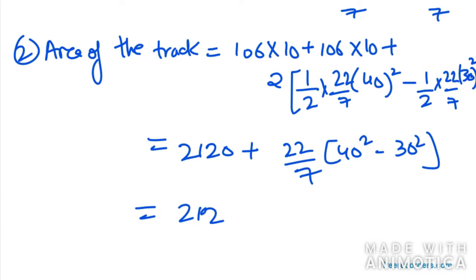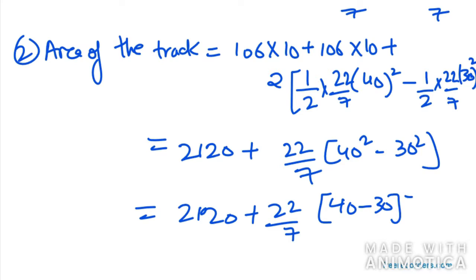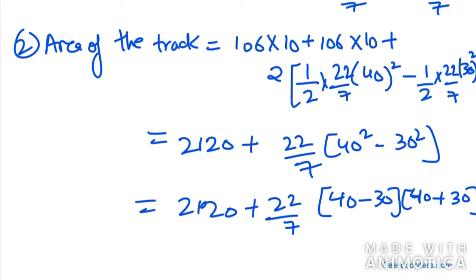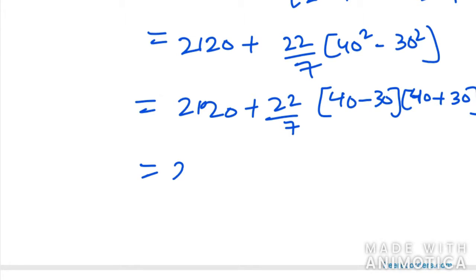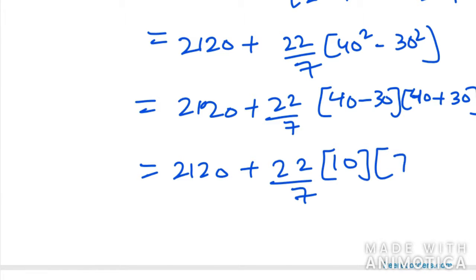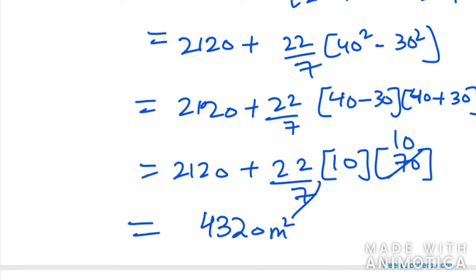So 2120 plus 22 by 7. 40 square minus 30 square, you can write it in a minus b and a plus b form. So 2120 plus 22 over 7. 40 minus 30 is 10 and 40 plus 30 is 70. So the final answer to this is 4320 meters square.